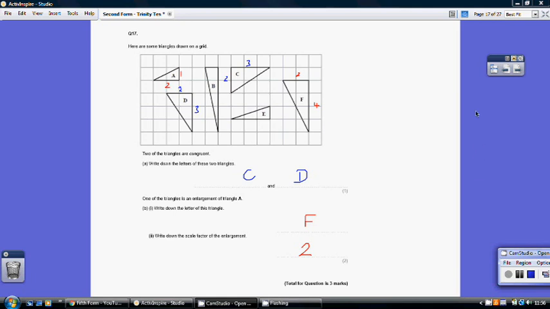So question 17 is very similar to question 16. The triangles C and D are congruent. If you cut C out, it would fit on top of D. One of the triangles is an enlargement of triangle A. Well, we can see that's triangle F. It's just a bigger version of A. And for the scale factor, you've just got to see how much bigger each side is. So for example, this side here has gone from 1 to 2, so it's twice as big, so the scale factor is 2.